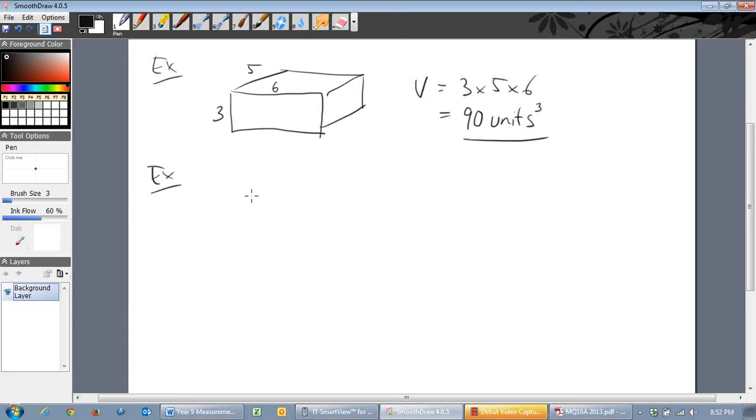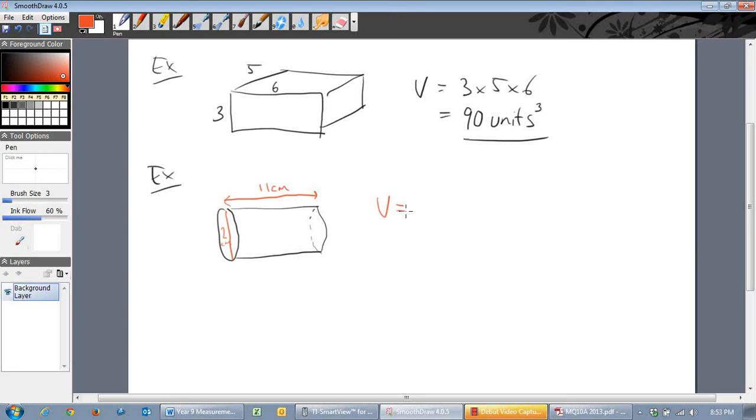Another example, let's do our famous cylinder. Like such. And let's say we've got a diameter of 2, and a length here of, I'm losing creativity, 2 centimeters there, 11 centimeters there. Find the volume of this.